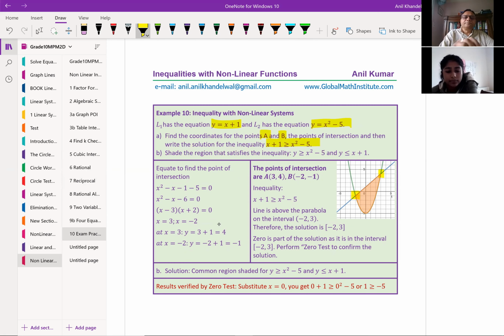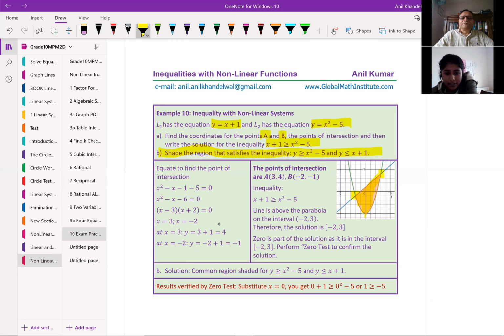And then B, shade the region that satisfies the inequality y greater than or equal to x squared minus 5 and y less than or equal to x plus 1. So tell me, how will you solve it? So A, find the coordinates of points A and B.